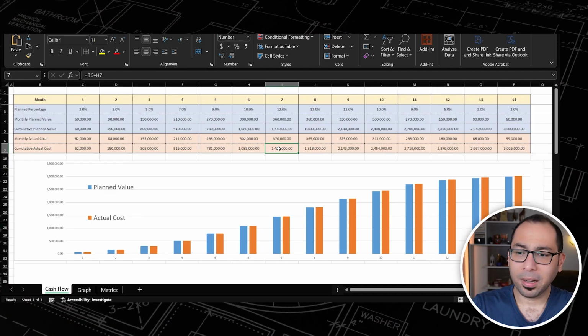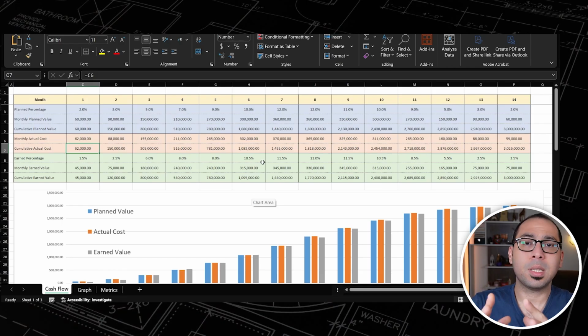Because if, for example, I take month number 7 here, you can see that our cumulative actual cost is about 1.45 million and our cumulative planned cost is 1.44 million. So are we really above budget, or do we have a cost overrun, or are we spending more due to some reason that we need to look into? This will take us to the next point, which is the earned value.